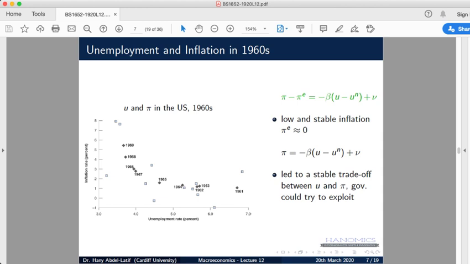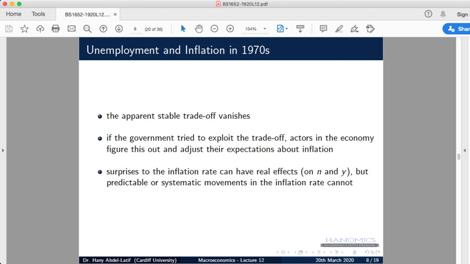So moving to the 1970s, that stable trade-off between both variables, the inflation rate and the unemployment rate, changed. And just to remind people, what the original Phillips curve suggested is that trade-off: if you want to reduce the unemployment rate, then you have to tolerate some higher level of inflation, and the other way around. And that was something the government could use.